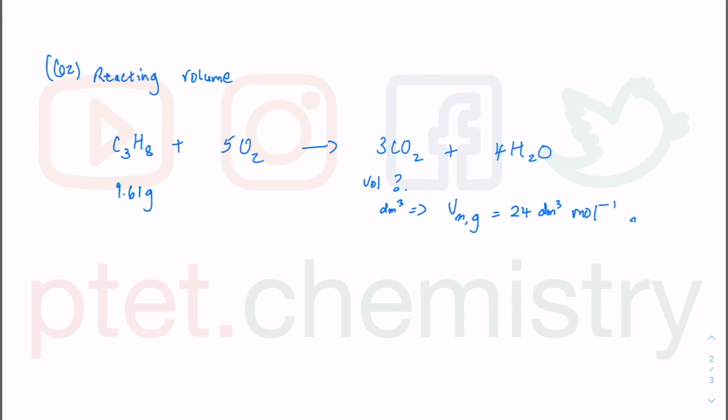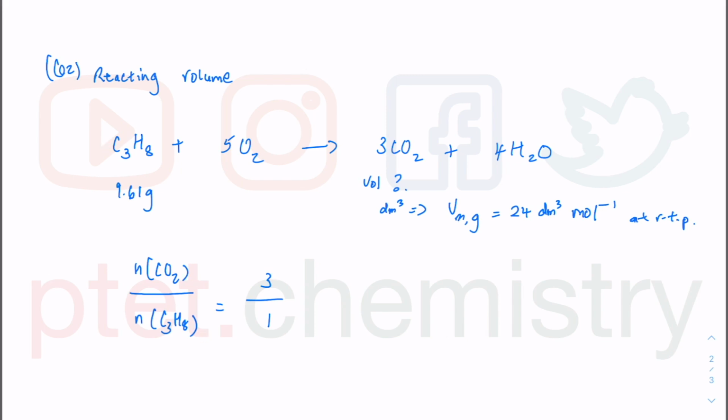of any gas at room temperature and pressure, as given in your periodic table, as you have learned from your O-level or IGCSE chemistry. So the mole of CO2 to the mole of C3H8 is going to be 3:1 from the balanced equation. 3 mole of that and 1 mole of that.